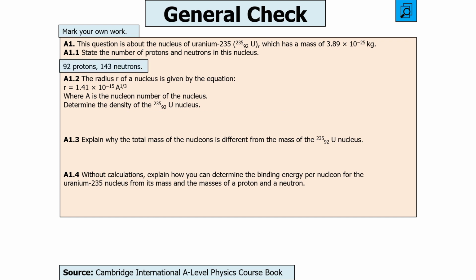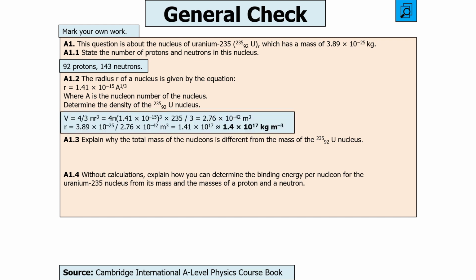Right, in this first one, the number of protons is 92, it's the lower number. Number of neutrons is 143, 235 minus 92. In this next one, we can work out the volume. The volume is 4 over 3 pi r cubed. So what is our volume going to be? Well, we can work it all through and we can see that it's going to be equal to 2.76 times 10 to the minus 42 meters cubed. Therefore, we can use that to then work out the density by linking the volume to the mass. So we get 1.4 times 10 to the 17 kilograms per meter cubed.